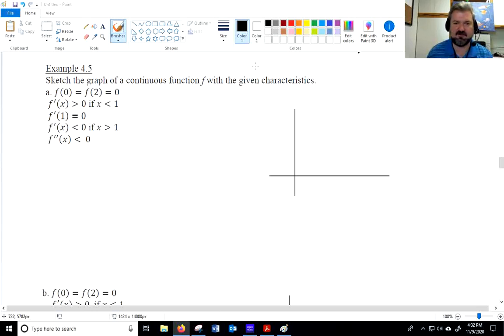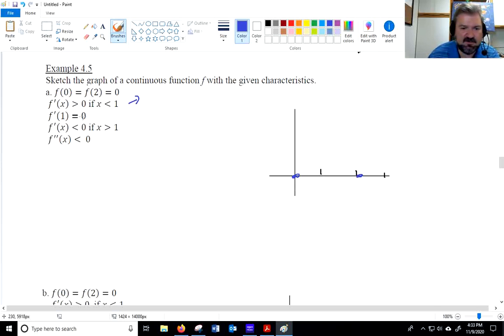All right, speaking of which, let's see how good we can graph given this information. Sketch the graph of a continuous function f given the characteristics. F of 0 is equal to f of 2, which is equal to 0. Okay, we can do that. So let me just say 1, 2, 3. F of 0 equals 0. F of 2 is equal to 0. F prime of x is greater than 0 if x is less than 1. Okay, so that means that we are increasing from 0 to 1.